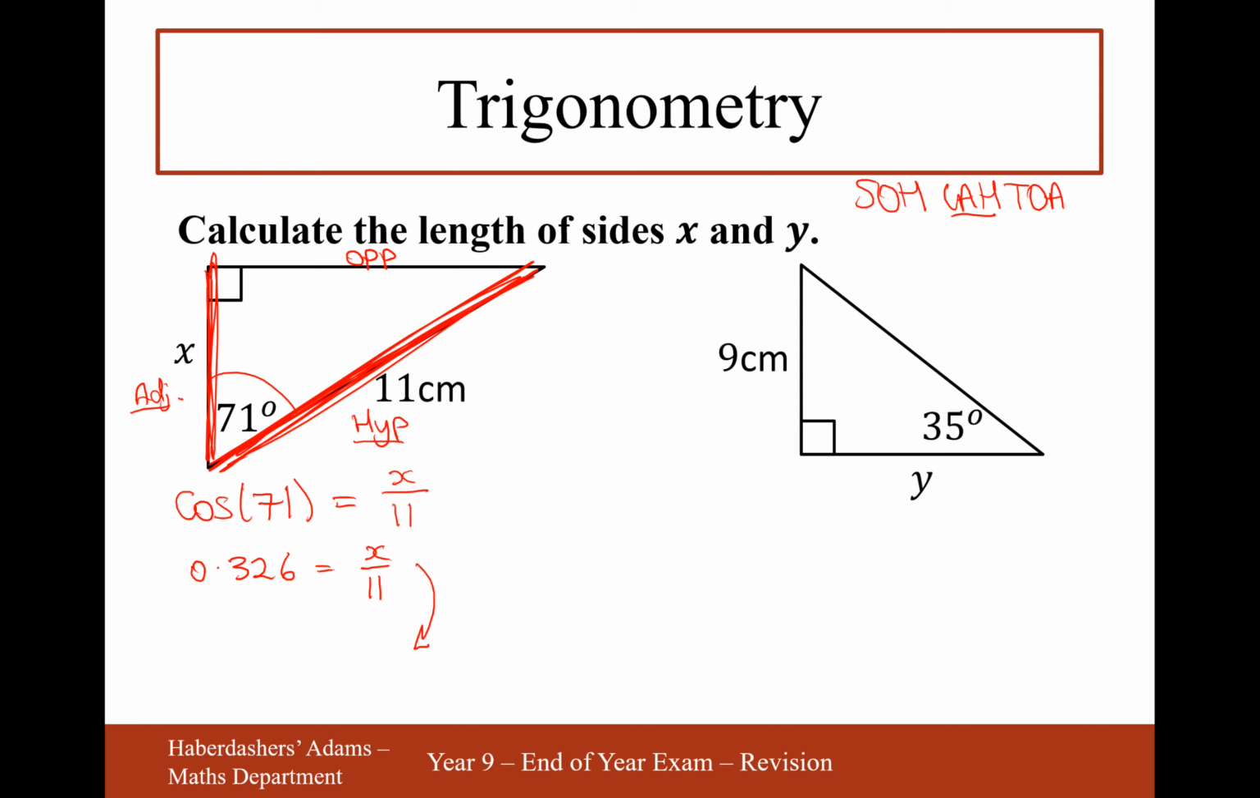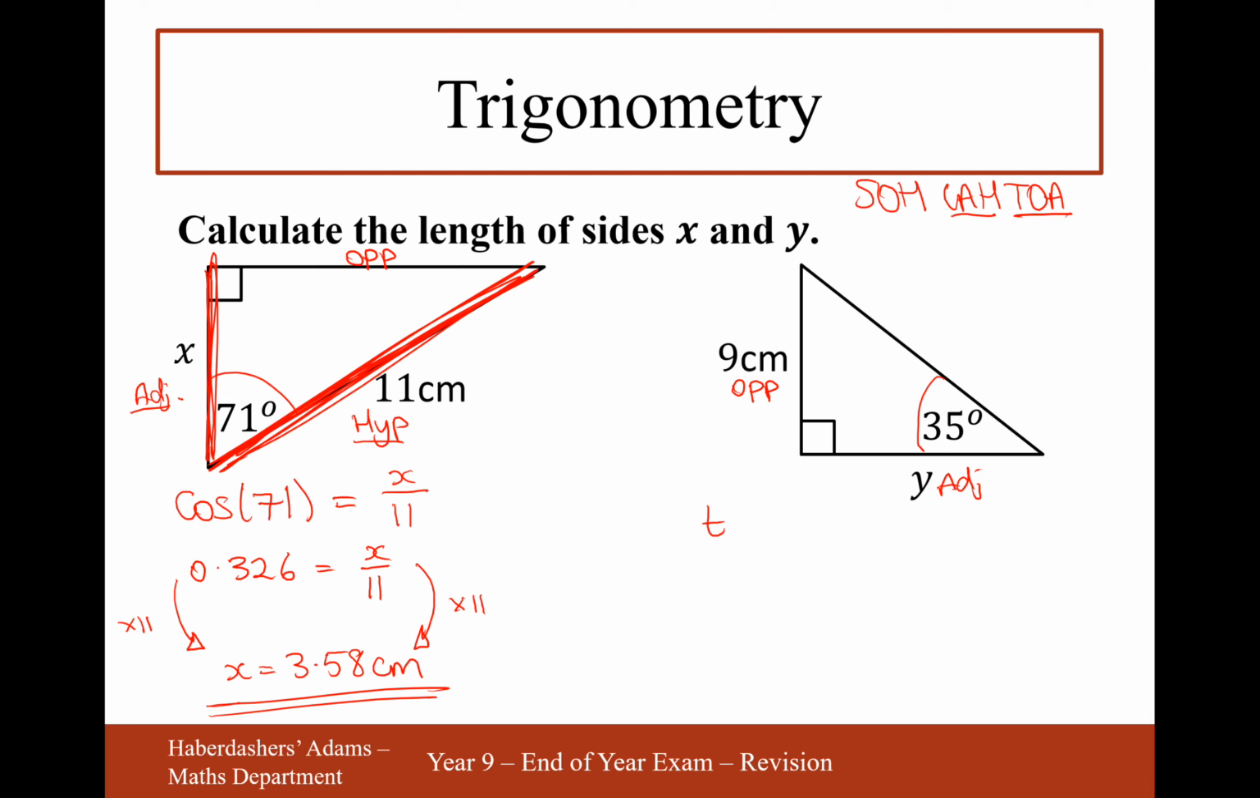So to rearrange this now, x is being divided by 11, so I'll need to times it by 11 to work out what x is. So do answer button times 11, and we'll get 3.58 centimetres. And there we are, that's the answer for x. Moving on to the next question, this angle is our angle we're working with. This side will be the opposite side, and this side will be the adjacent side. So we're back to O and A, which will be tan.